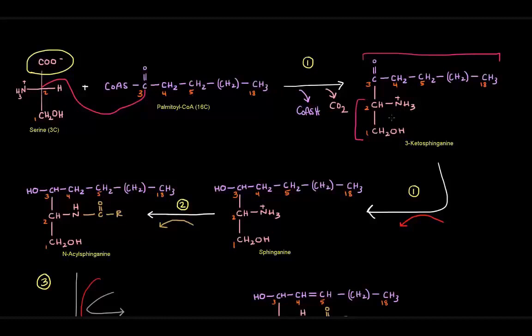The next thing that we need to do is take this carbon number 3 here and turn this ketone into an alcohol to give the molecule sphinganine, to form the actual backbone, because that carbonyl does not exist in sphingolipids. So that needs to be reduced, and the reducing agent for that is going to be NADPH.